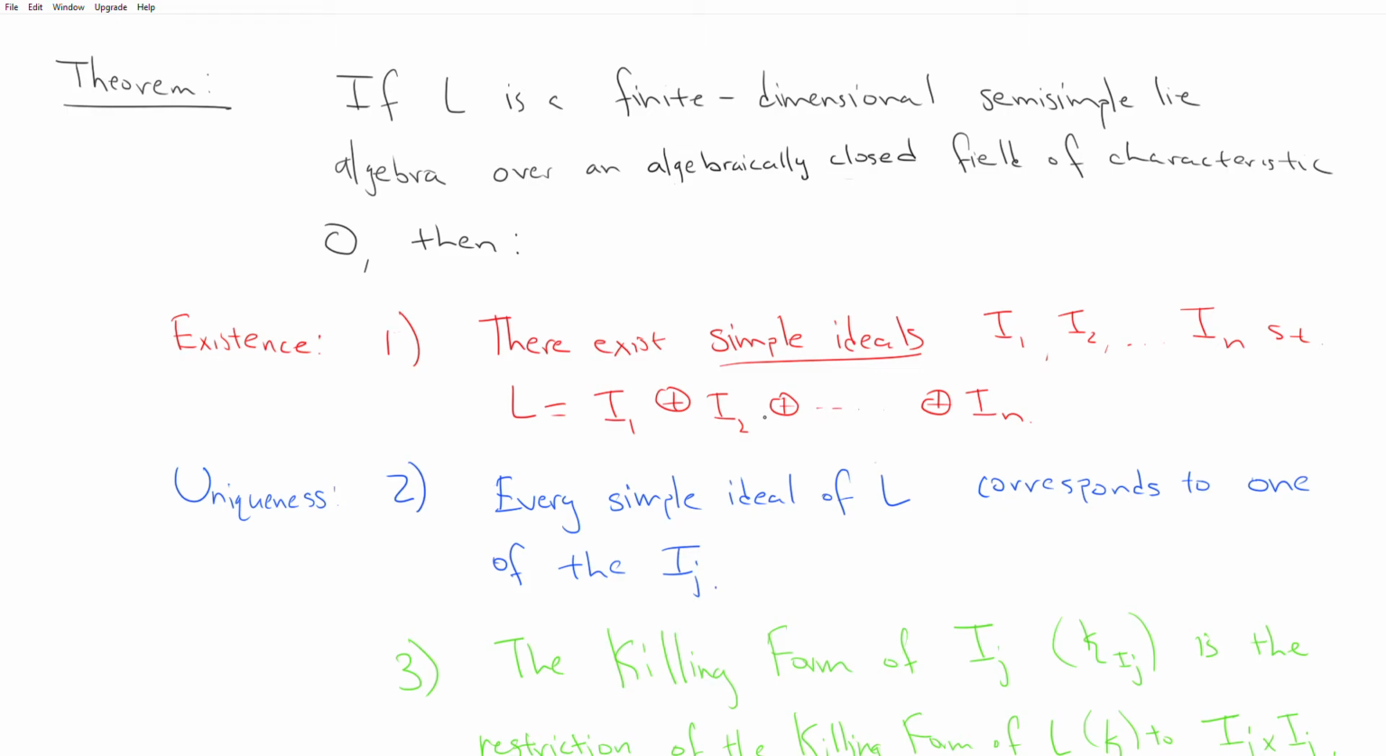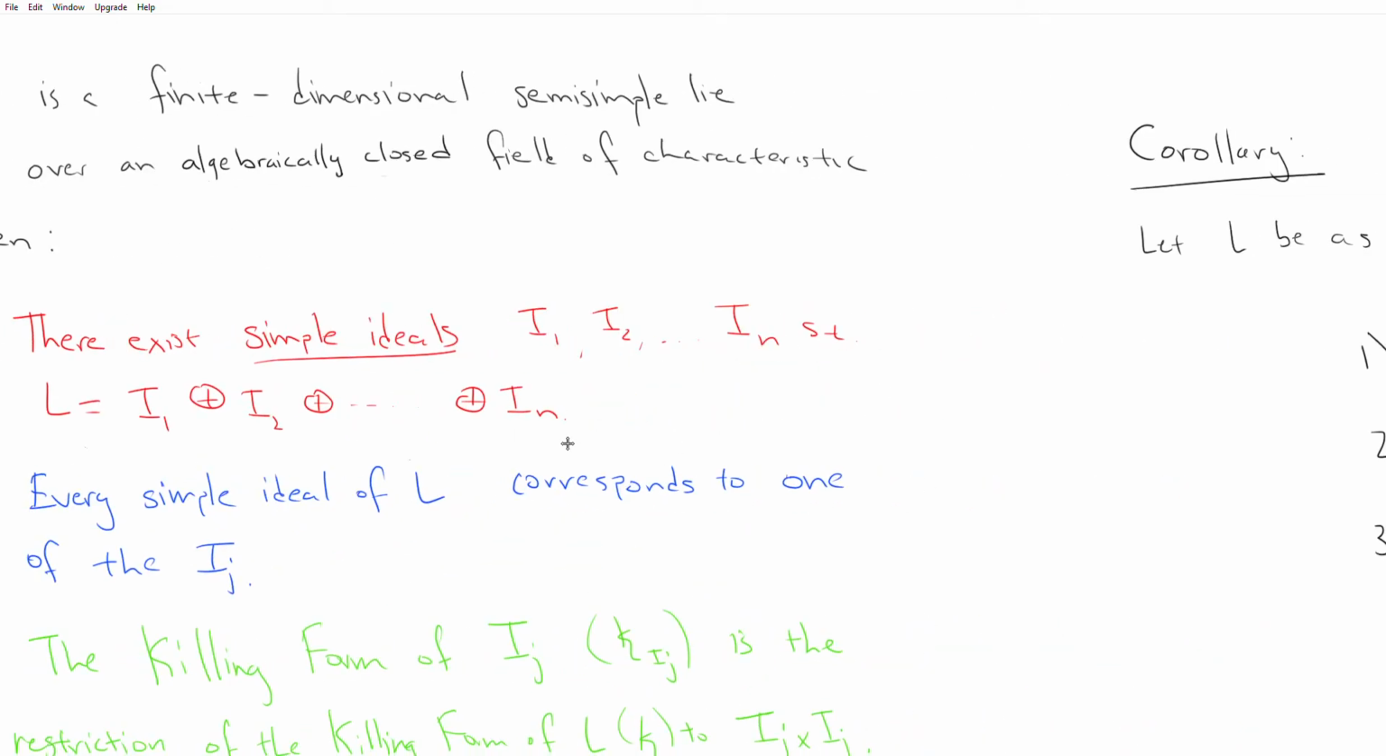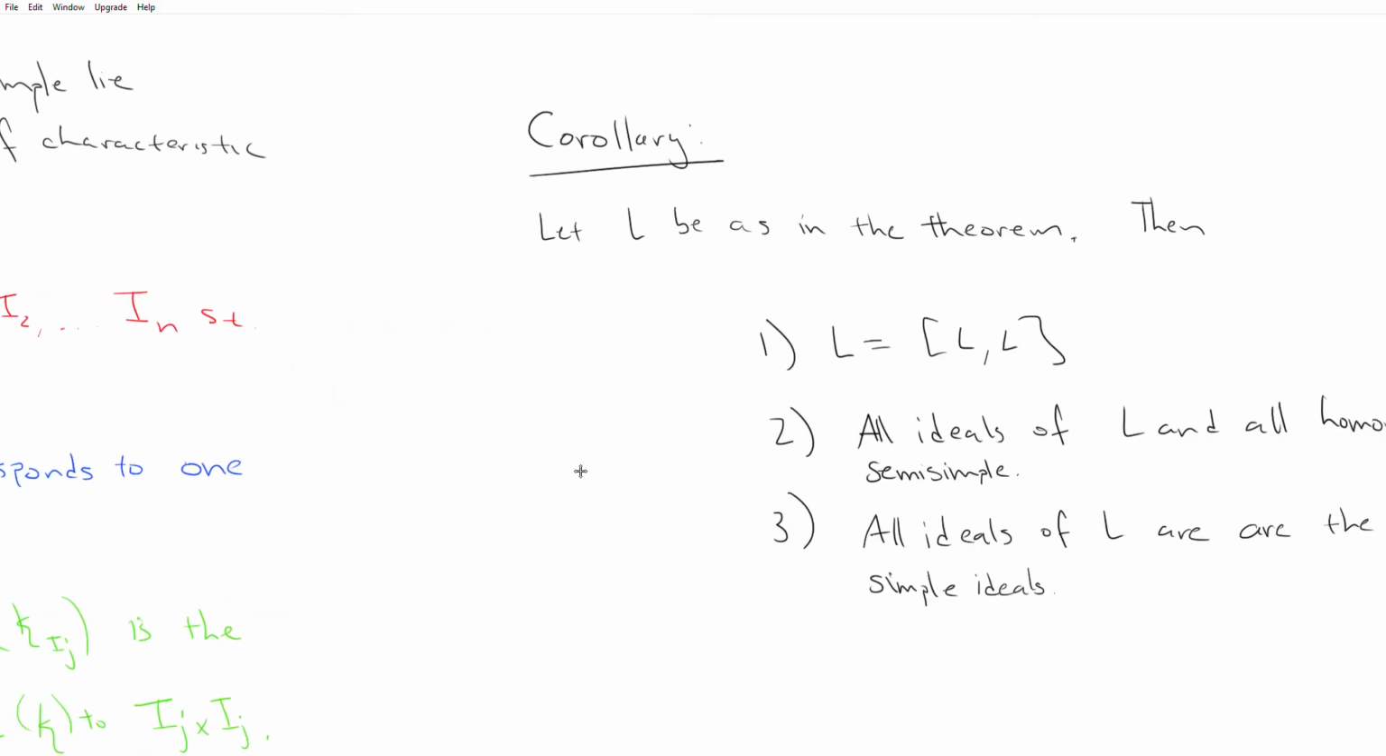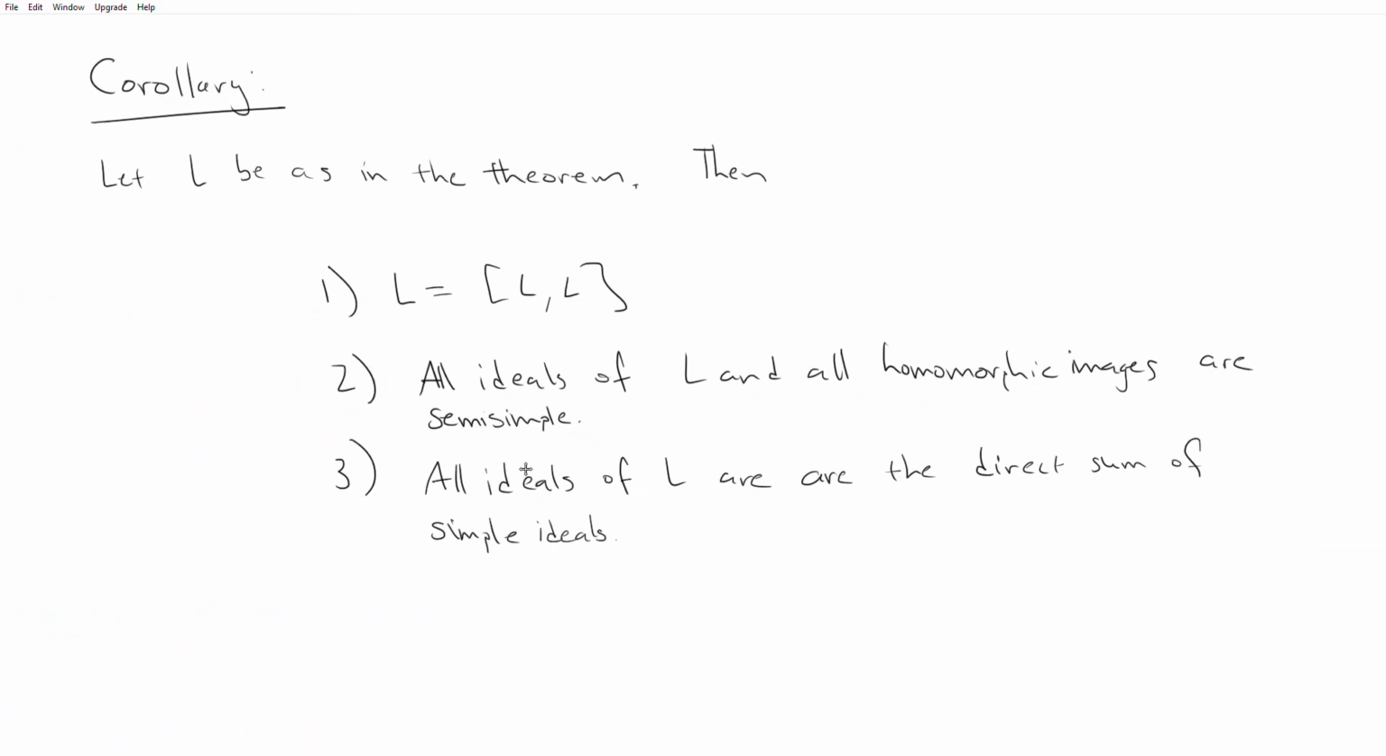And so these are all the simple Lie algebras, and what this theorem says is, if you have a semi-simple Lie algebra, then it's just the direct sum of these simple Lie algebras. So it's a very nice theorem. And so we've reduced our problem to studying the simple Lie algebras. There is a corollary, and these are some results that follow really quickly from our theorem.